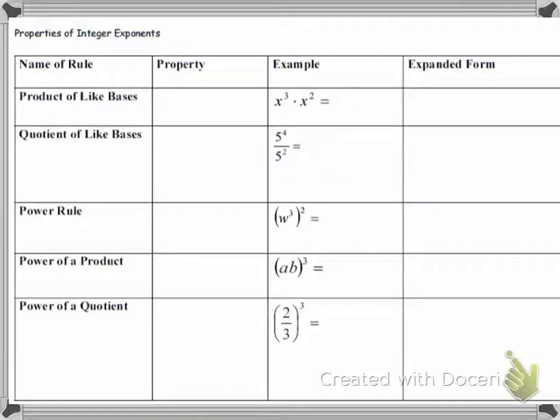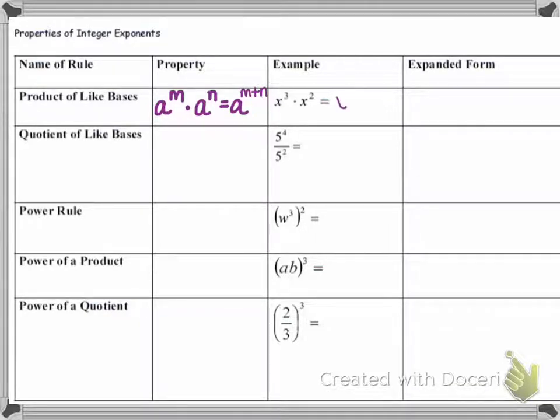In this video, we will look at 5 different properties of exponents. Our first is the product of like bases. The property tells us that if we have a to the power of m times a to the power of n, we can add our exponents together because we have like bases. Notice how both bases are the same.